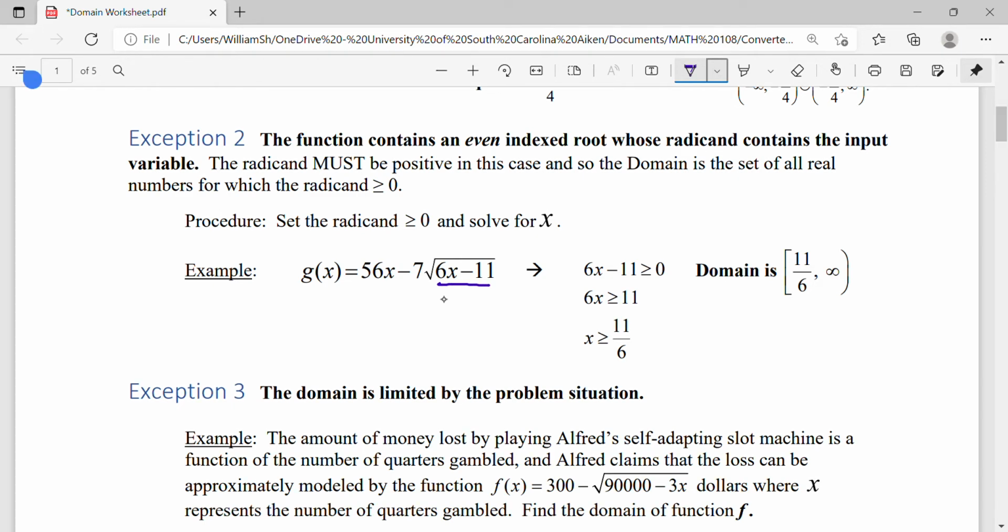That cannot be negative. It is okay if it's 0, because it's not in the denominator, and we can take the square root of 0. The square root of 0 is just 0. So that's why we use a greater than or equal to symbol right here. We set the stuff underneath the radical, the 6x minus 11, greater than or equal to 0, and then we solve for x. We added 11 to the other side and divided by 6, and we see that x is greater than or equal to 11 over 6. If I want to write that in interval notation, I'm going to write it as 11 over 6, comma, infinity. I'm using the bracket here because it's perfectly fine if it's equal to 11 over 6. That's why we say greater than or equal to.